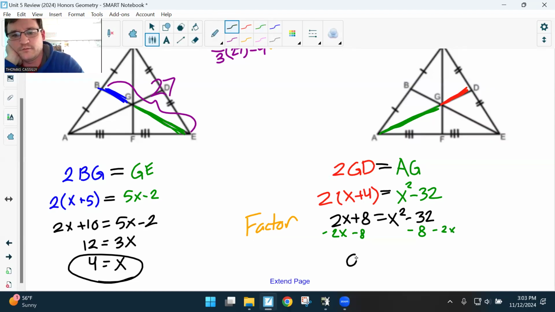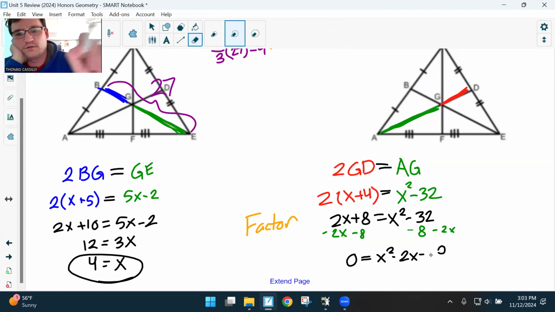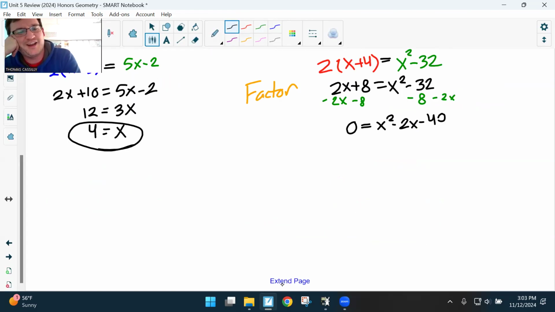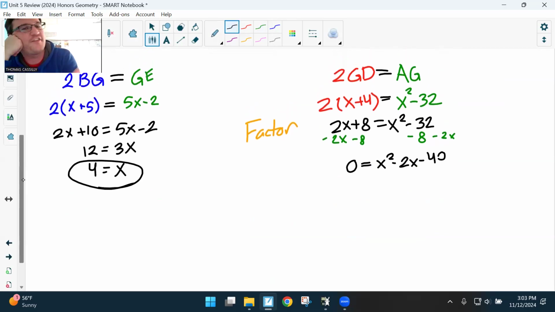So we're going to say 0 equals biggest exponent first, x squared minus 2x minus 30. No. How about minus 40? There we go. Much better. That could have been bad. Right, standard form: biggest exponent to the smallest exponent, everything on one side equal to 0. Now we can continue here.